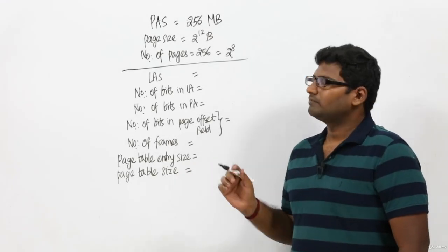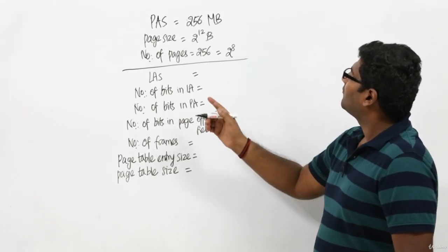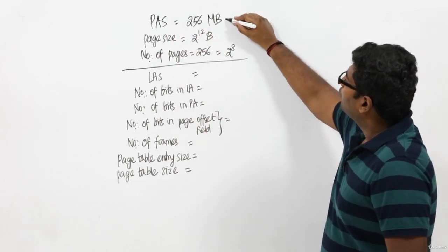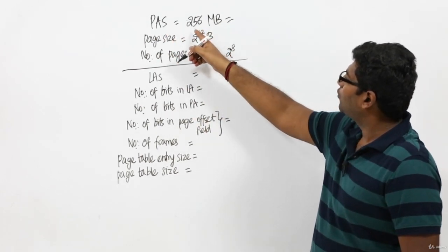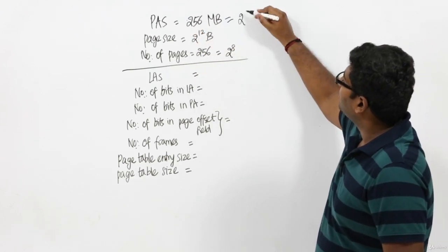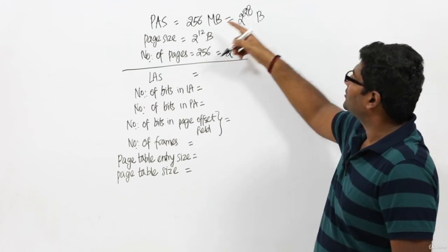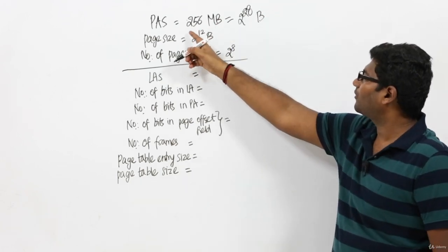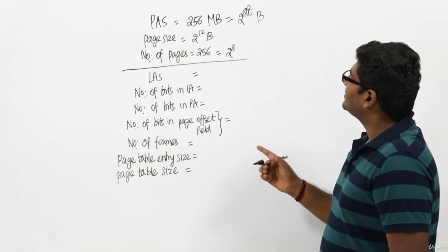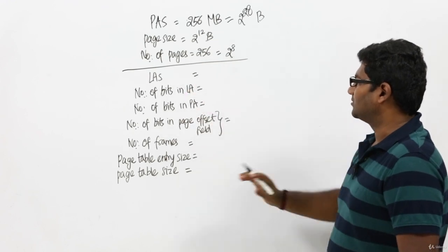Let's solve this problem. Again, I am assuming that it is a byte addressable system. They have given that physical address space equal to 256 MB. 256 MB is nothing but 2 power 8 into 2 power 20, which is nothing but 2 power 28 bytes. Right? 256 is 2 power 8, this is 2 power 20, 2 power 8 into 2 power 20 is 2 power 28 bytes. And page size equal to 2 power 12 bytes and number of pages is 2 power 8. They are asking all these things.